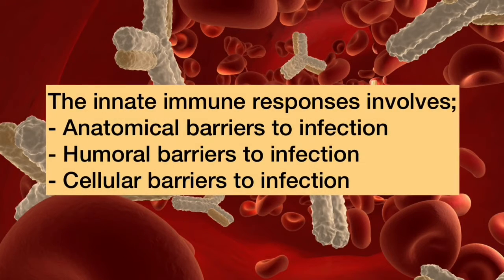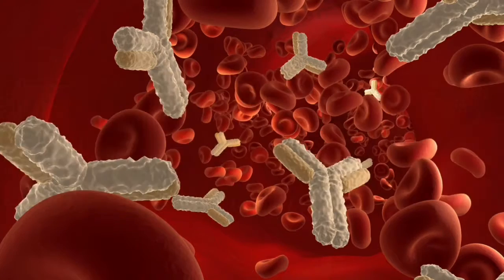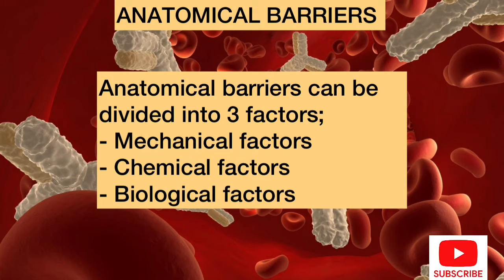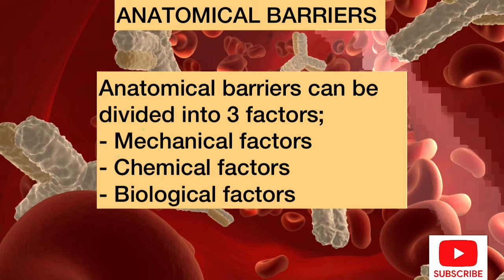The innate immune responses can be divided into three types of barriers, which are the anatomical barriers to infection, the humoral barriers to infection, and the cellular barriers to infection. The anatomical barrier is further divided into the mechanical, chemical, and biological factors.